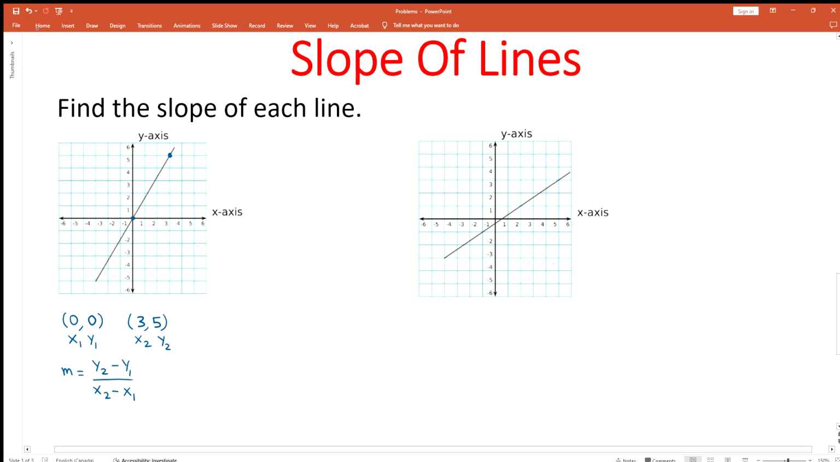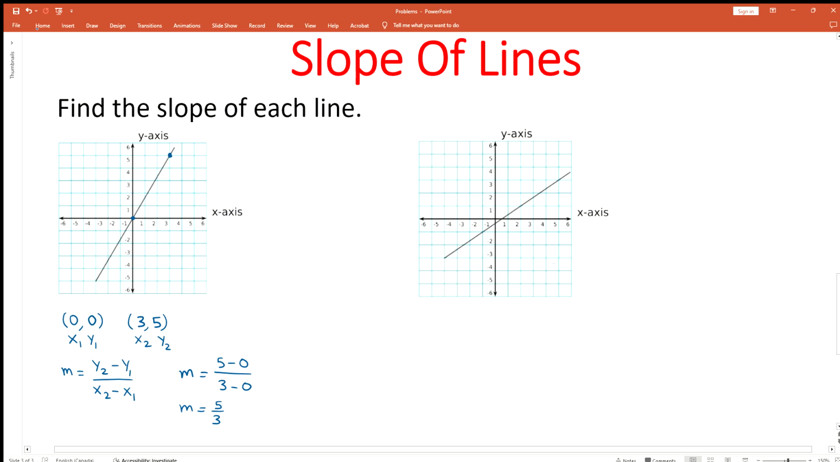Now we can sub in these values in the slope formula. y2 is 5, y1 is 0, x2 is 3, x1 is 0. The slope of this line is 5 over 3. This should be the final answer for the first line.